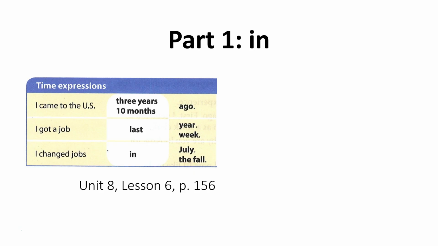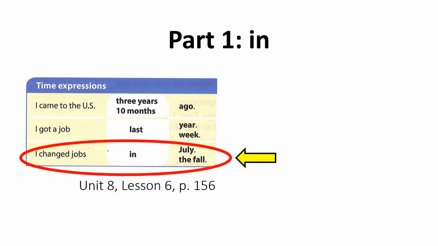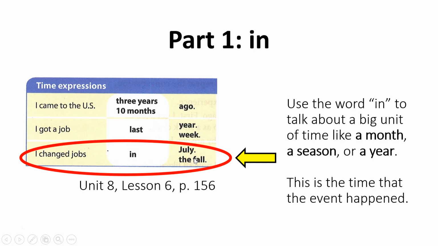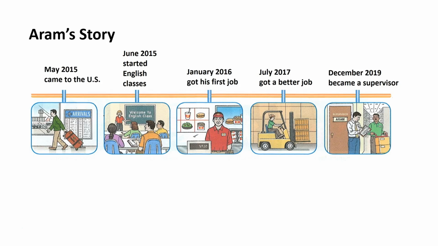Let's look at the word in. In your book, you have a table that looks like this, and I want to look just at this part in the bottom of the table. It says in July or in the fall. Use the word in to talk about a big unit of time, like a month, a season, or a year. This is the time that the event happened.